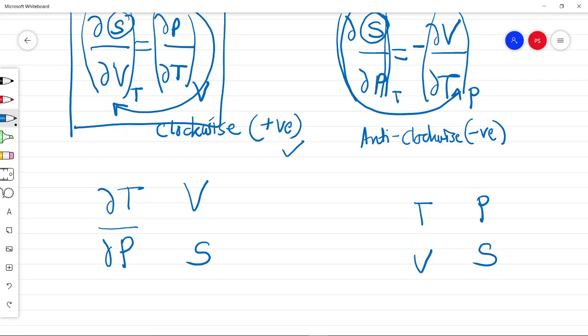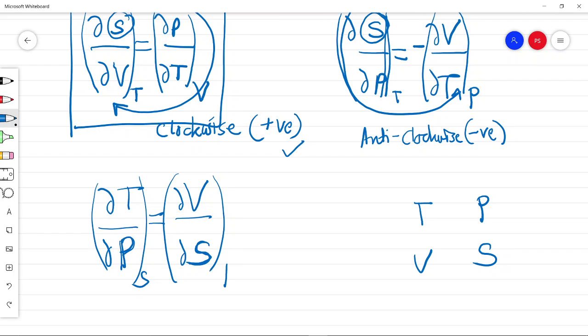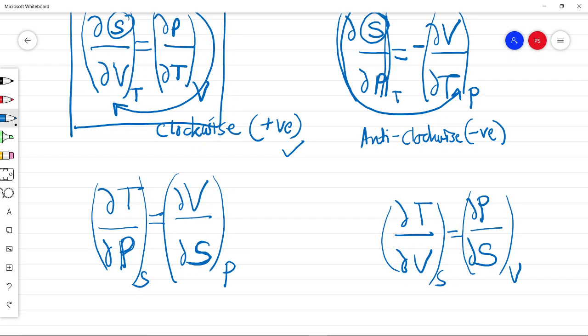Introduce the derivative sign, take the ratio, and then here, since it is S on the right hand side, we keep S constant here, and put an equal sign. Here we have P, so we keep P constant here. Similarly, dou T by dou V keeping S constant is equal to dou P by dou S keeping V constant. But remember, this was written in anti-clockwise manner, so we have to put a minus sign.